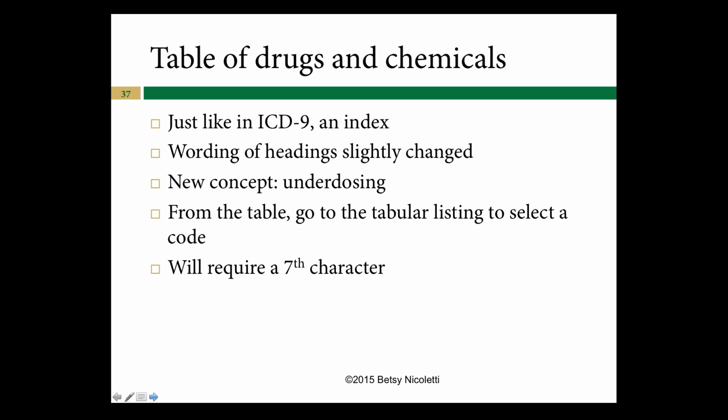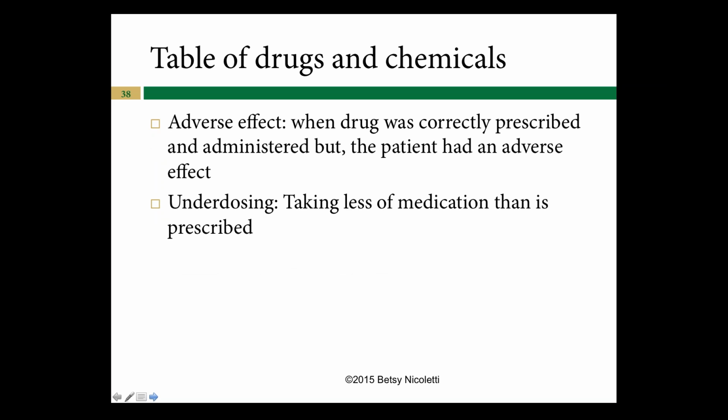Just like in ICD-9, we start in our index and we find the chemical, potassium, we find which it is, oh, this was an adverse effect, and then we go to the tabular listing. These require a 7th character because they're injury codes. An adverse effect, by the way, is when the patient has been prescribed the drug correctly, they picked it up, they took it correctly, but they had a reaction to it. Whereas underdosing is when the patient takes less of the medication than prescribed.